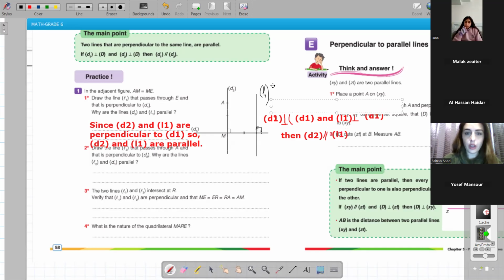Here you can write because or since. So because D2 is perpendicular to D1 and L1 is perpendicular to D1, then D2 is parallel to L1. This is what you can write.